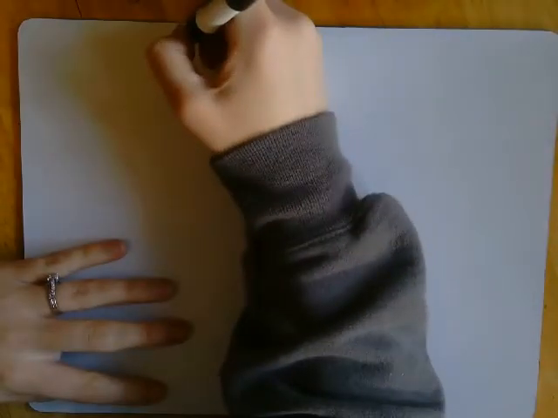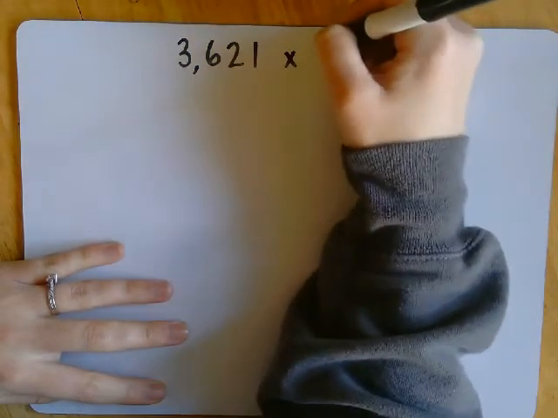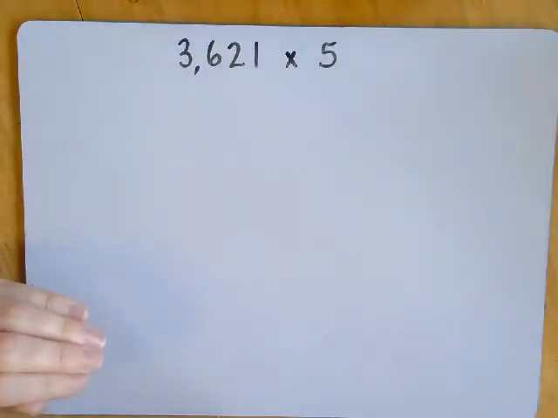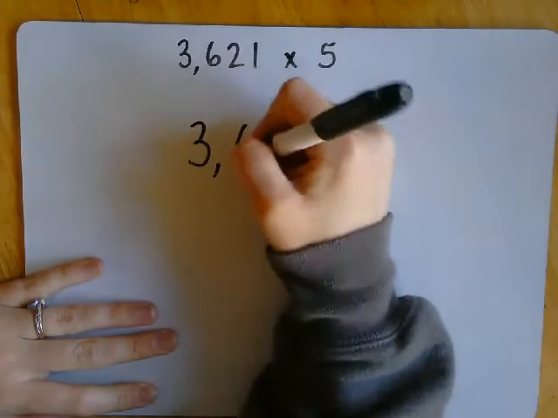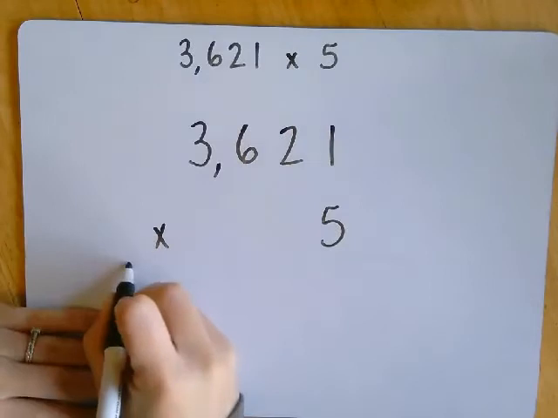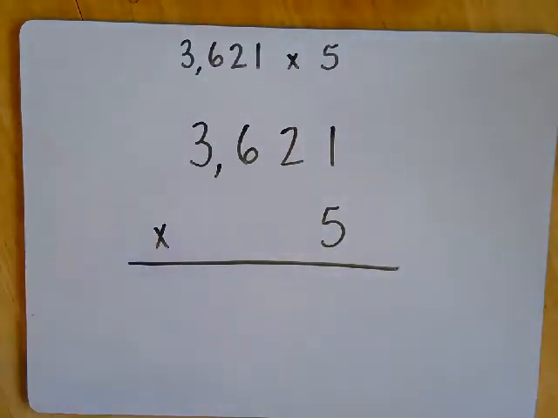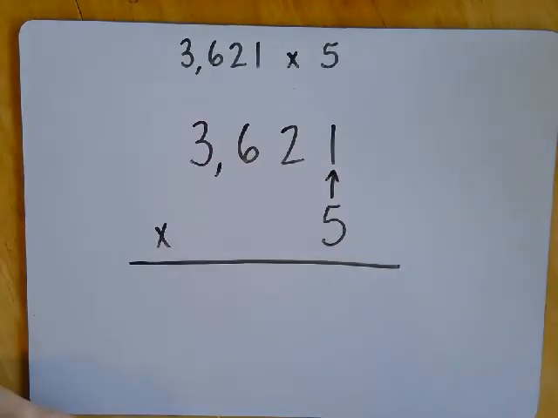All right, if I wanted to solve 3,621 times 5, and I wanted to solve that using the standard algorithm, I'm going to rewrite it vertically like this. Again, I'm writing it big because I'm going to show you each of the steps. First and foremost, we are going to start in the ones place. So what I'm going to do is multiply 5 times 1. That is equal to 5.